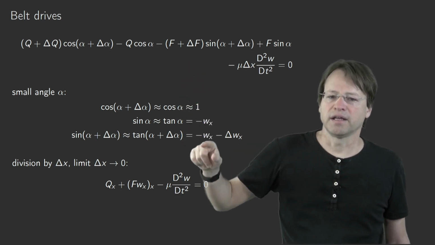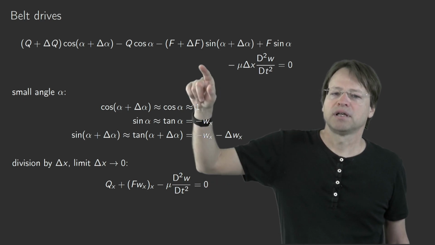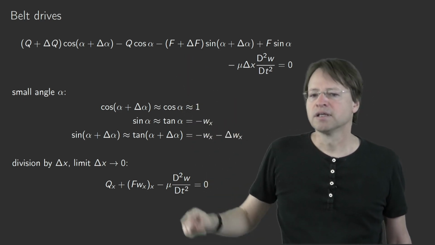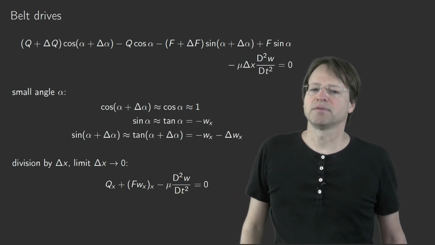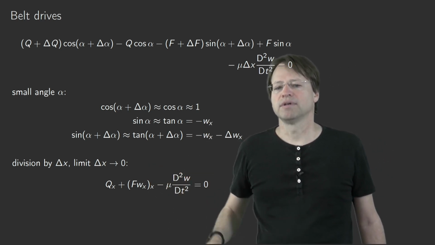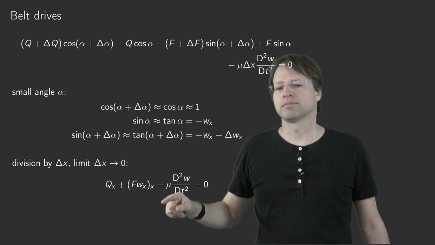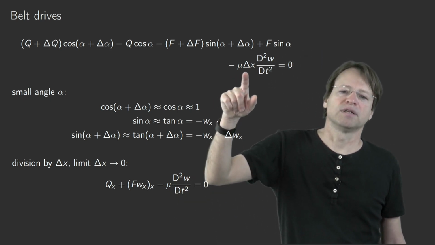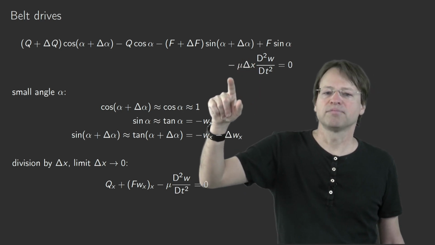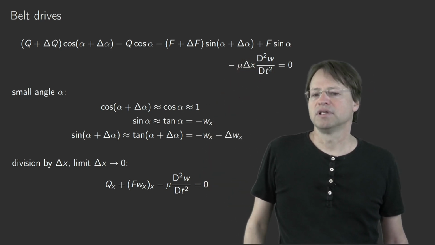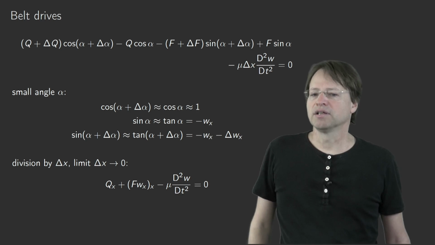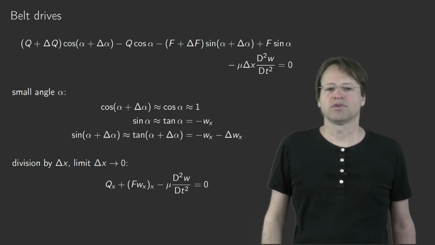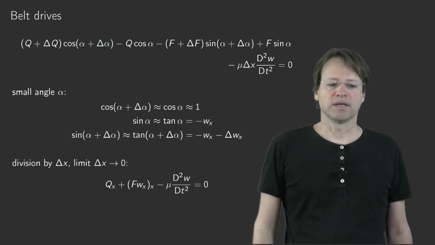f_x w_x plus f w_xx. And by the product rule, this can be simplified to (f w_x), and then you take from the whole term the derivative with respect to x. And for the last term, you just divide by delta x, so this term will be independent of delta x, and also the limit value will then be clear. It will be just minus mu times the second material derivative of w with respect to time.